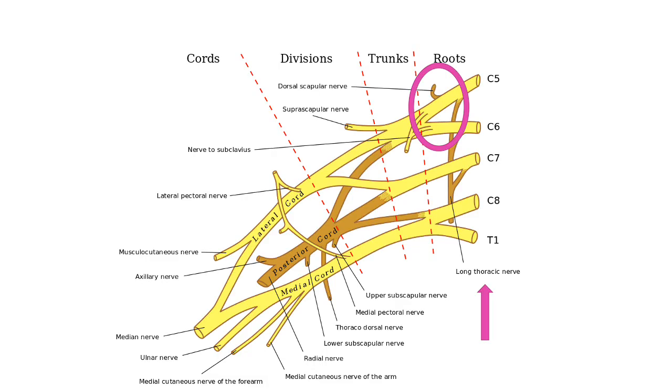So here comes some anatomy before we talk about the regional block. You can see the dorsoscapular nerve emerges from C5, whereas the long thoracic nerve also emerges from C5, but also with some contribution from C7 and C6 as well.